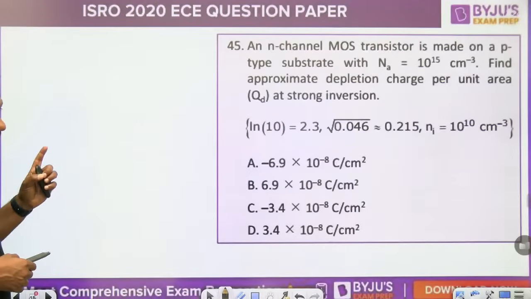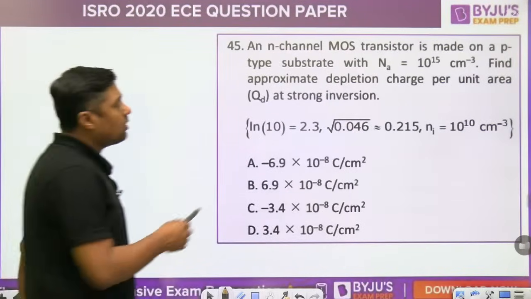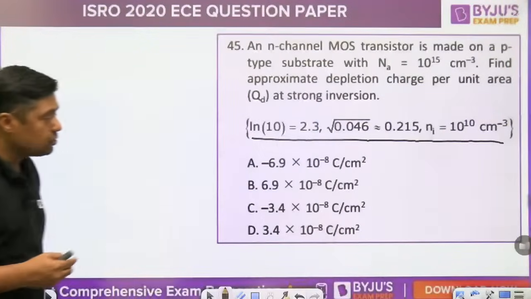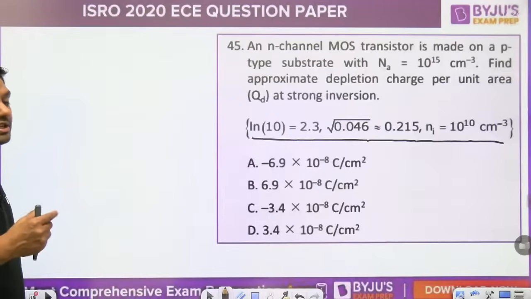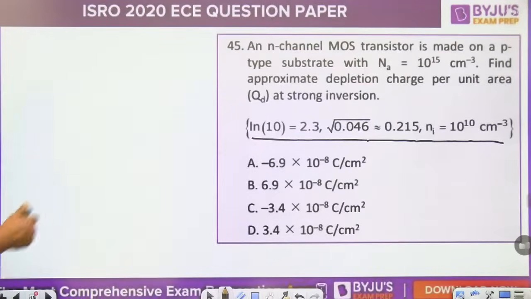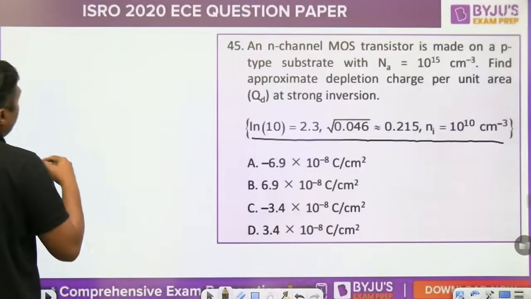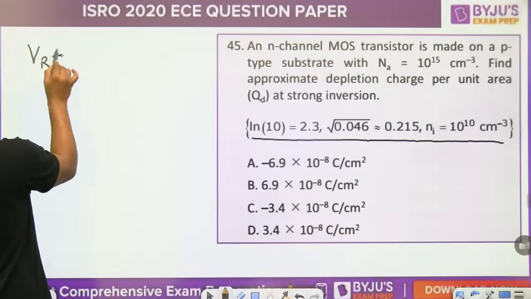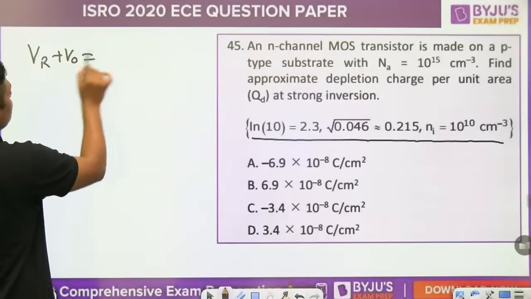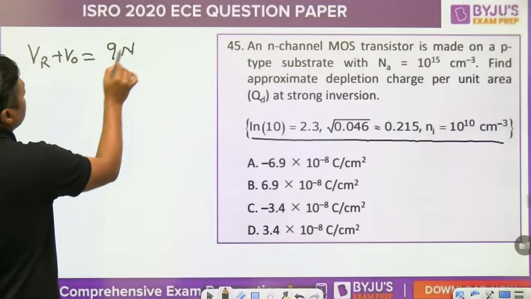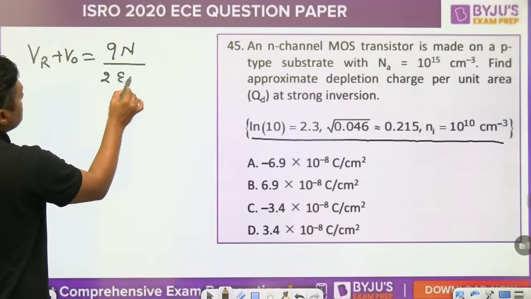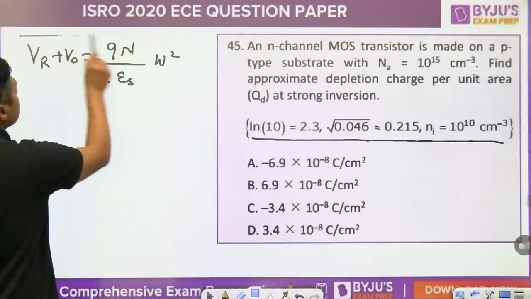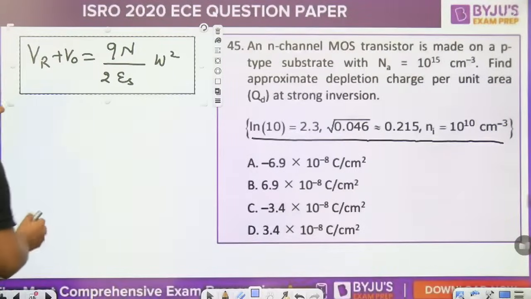The values are given, but you have to use the formula. What is the formula for the depletion charge density? In the case of a diode, we have the formula where this is the applied voltage in the reverse direction plus the built-in potential. This formula is very, very useful. Q Na upon 2 epsilon s into W square, where W is called the depletion width.